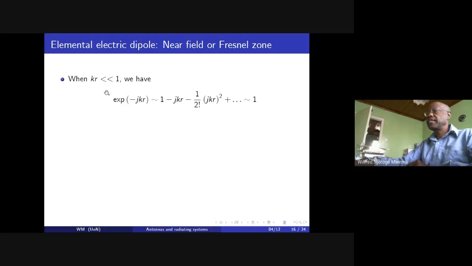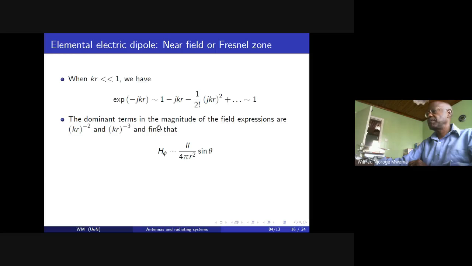So when kr is much smaller than unity, we can approximate the exponent of minus jkr as 1 minus jkr minus 1 by 2 factorial (jkr) squared plus so forth. That is, we are expanding that in a Maclaurin series about r equal to 0. And therefore, the dominant terms in the magnitude of the field expressions will be the 1 over (kr) squared and the 1 over (kr) cubed.